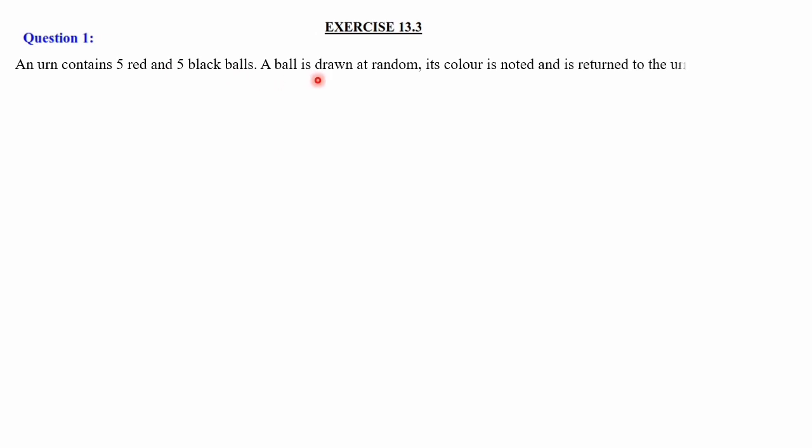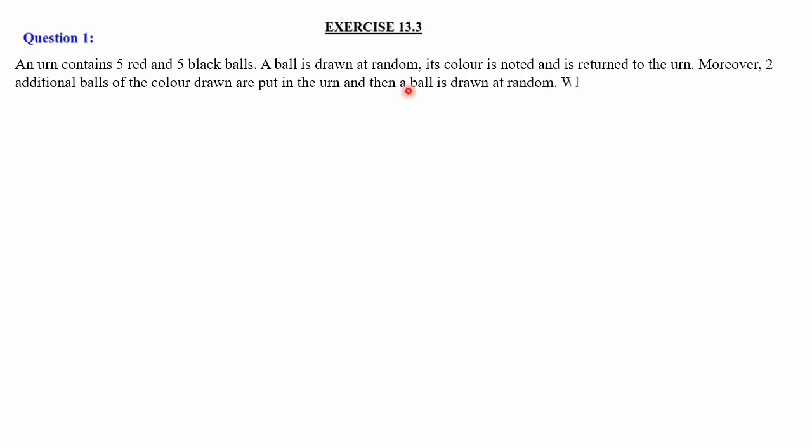Next we shall discuss the exercise questions. Exercise 13.3, question number 1. An urn contains 5 red and 5 black balls. A ball is drawn at random, its color is noted and is returned to the urn. Moreover, 2 additional balls of the color drawn are put in the urn and then a ball is drawn at random. What is the probability that the second ball is red?